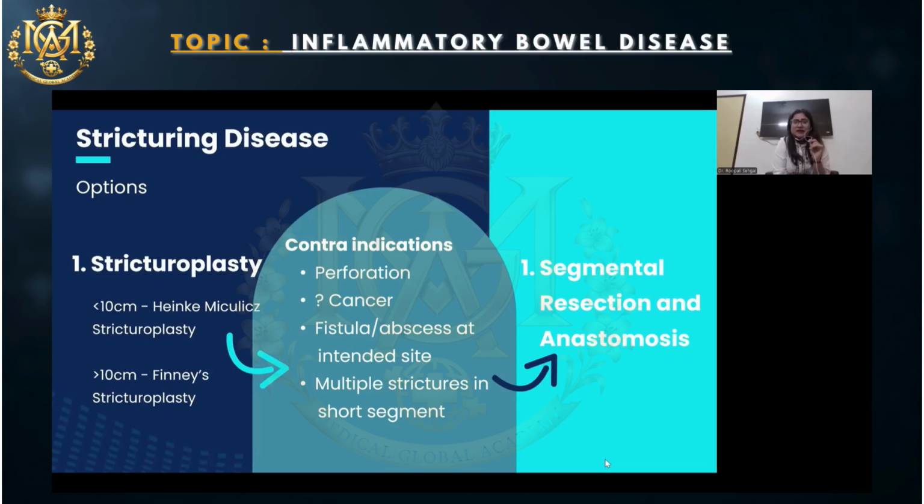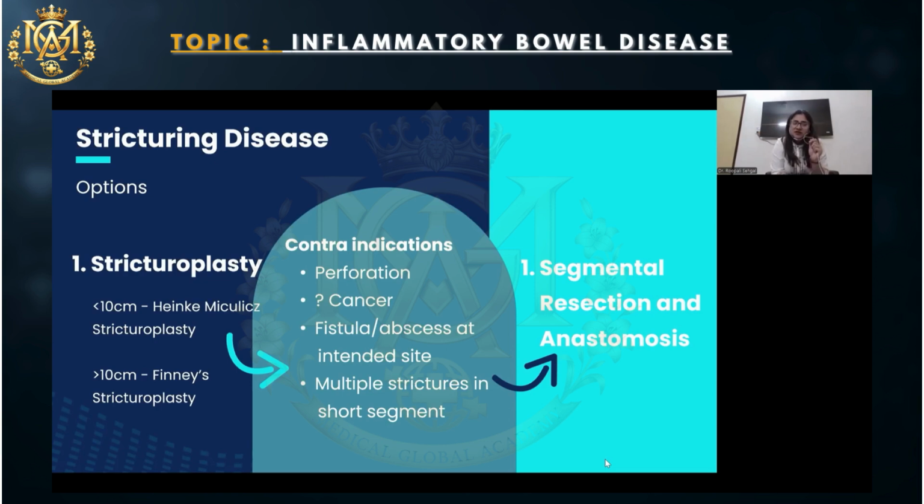We have discussed stricturing disease and penetrating disease. The options for stricturing disease, which will commonly present as intestinal obstruction, are that we can go for stricturoplasty or we can go for resection and anastomosis. There are clear-cut indications on when we have to do what.